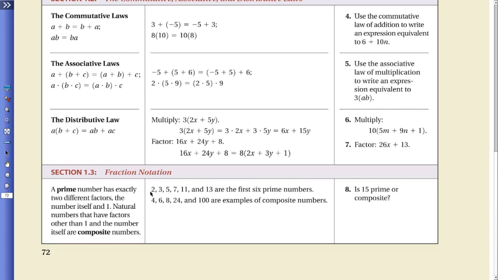That means that 2 is prime and has exactly 2 factors. Now 4, I can take 1 times 4. There's 2 factors. And I can also take 2 times 2 and get 4. So I have 3 factors. If I have more than 2 factors, it's a composite number.